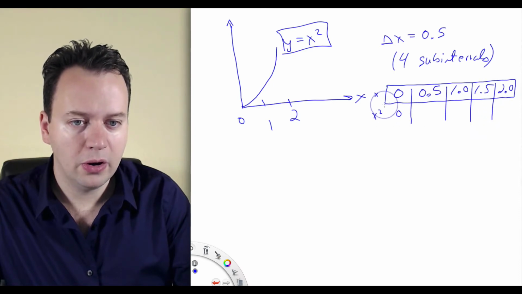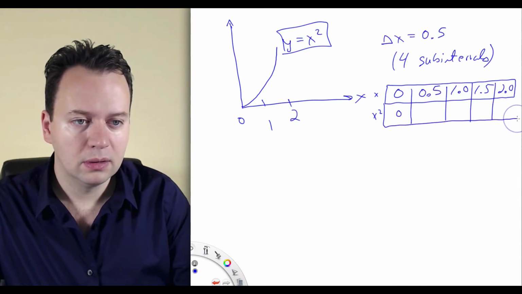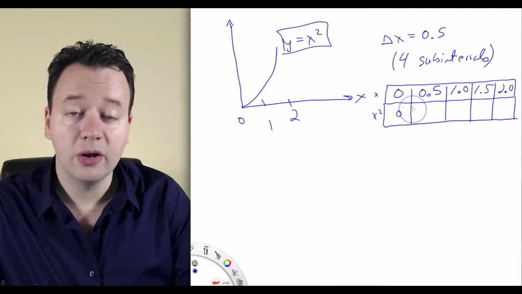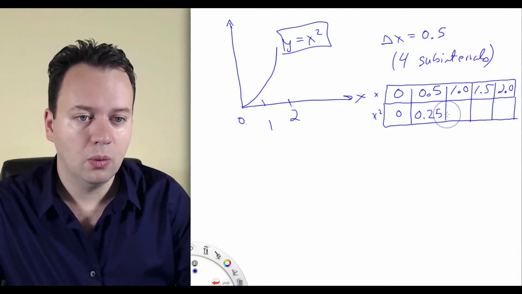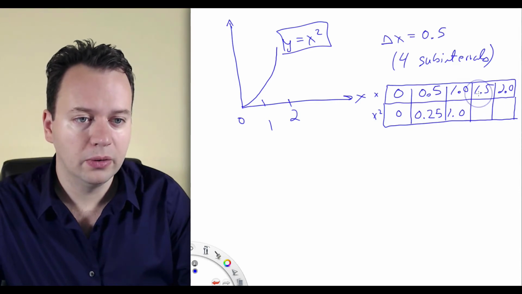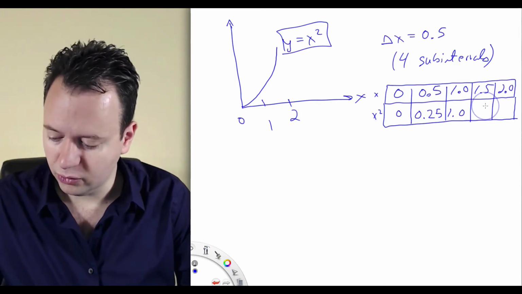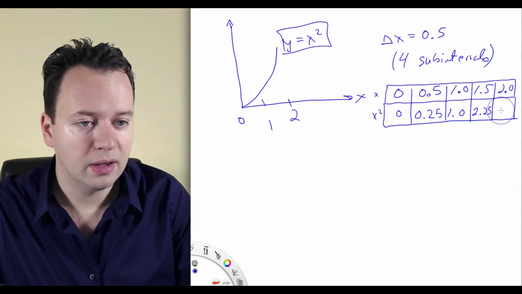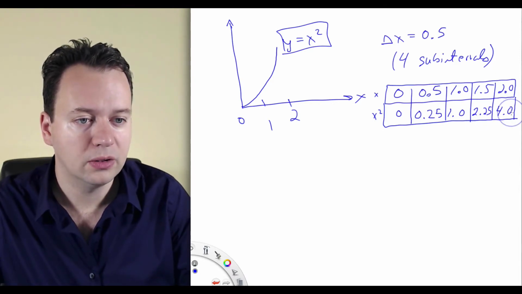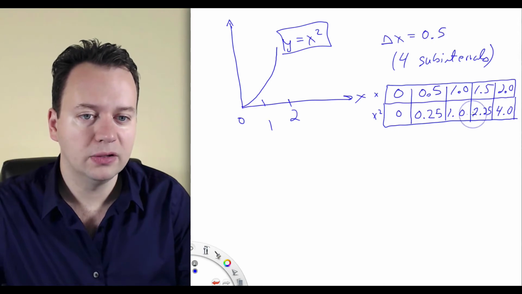So we have 0. 0.5 squared is 0.25. 1 squared is 1.0. 1.5 squared is 2.25. And then 2 squared is 4.0. So these are the x values and these are the y values.